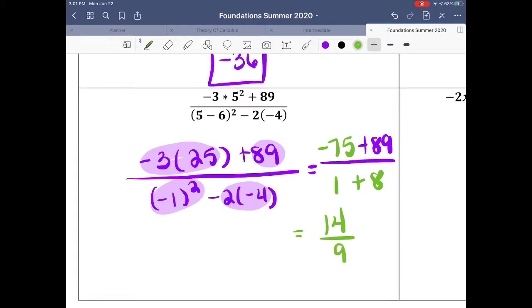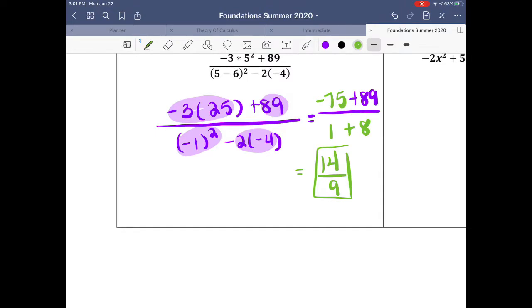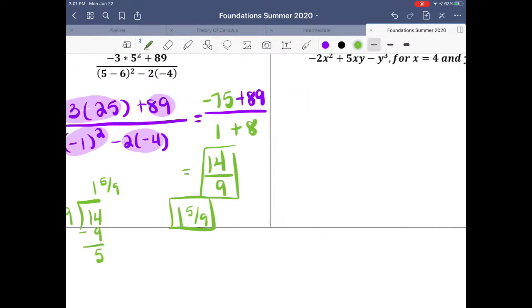14 over 9. And that does not reduce, so we would leave it. You could leave it like this. This is fine. But depending on your teacher or your book or whatever, you might need to convert that to a mixed fraction. And that would be 1 5/9. So there's that. You could do a decimal. Typically they want it in fraction form, but either way is fine. They're the same to me.